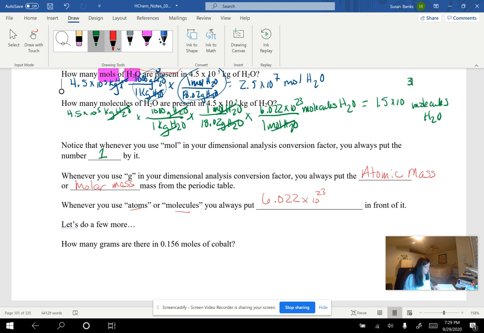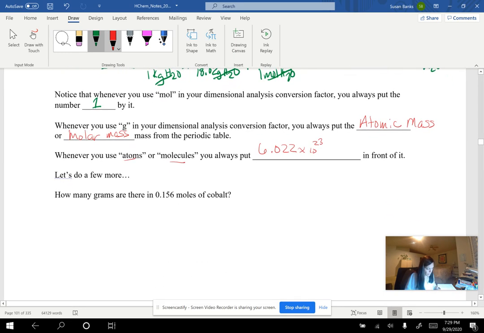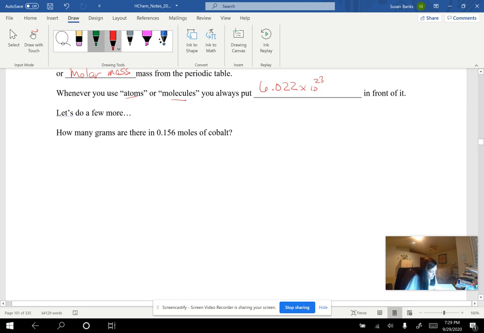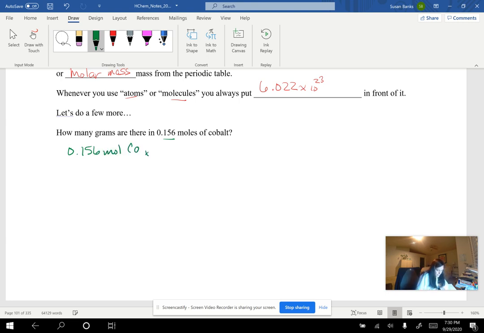Okay, so we're going to do a few more today. We're going to use the periodic table here. So how many grams are there in 0.156 moles of cobalt? So I'm going to start with the number that I'm given. I have 0.156 moles of cobalt. I want to get out of moles, so I'm going to need moles on the bottom, and I want grams of cobalt.